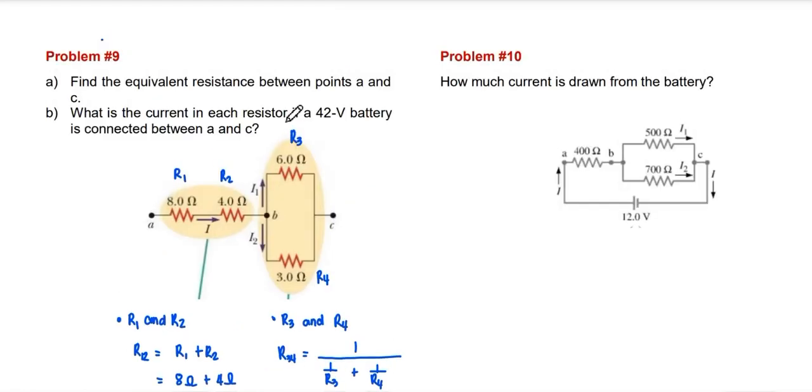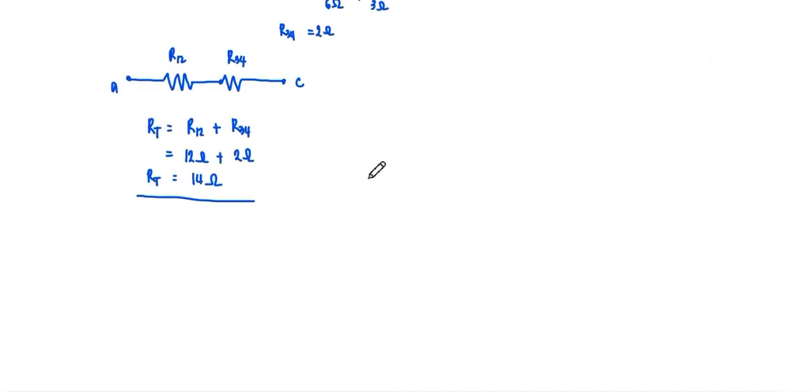Find the equivalent resistance between points A and C. So what is the current in each resistor if a 42-volt battery is connected between A and C? So the total current, this is for letter B. So I sub T is equal to V sub T over R sub T. So if it's 42 volts divided by 14 ohms, the total current flowing through the cell is 3 amperes, right? It's 3 amperes.